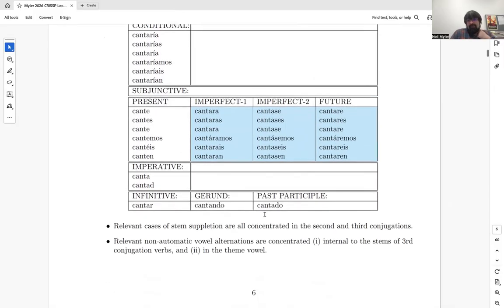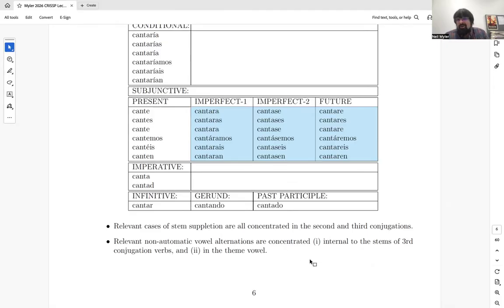Relevant non-automatic vowel alternations are concentrated, one, internal to the stems of the third conjugation verbs, and two, in the theme vowel of second and third conjugation verbs. As we'll see shortly, I'm going to be arguing that in the relevant tenses, the featural distinction between second and third conjugation is merged, that is obliterated, that is neutralized in favor of the third conjugation.